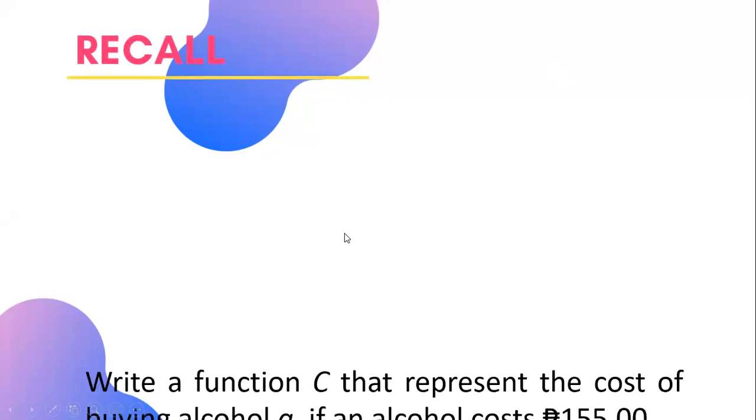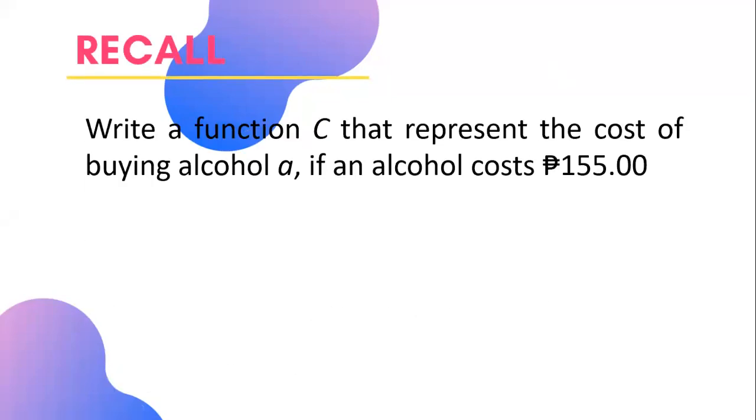Before we move on with the main topic for week 2, let me first have the slides for you to recall what we had in the first week. Okay, so I have here the problem: write a function C that represents the cost of buying alcohol A if an alcohol costs 155 pesos. If you can still remember, this is under the first topic last week, which is how to represent real life situations as a function.